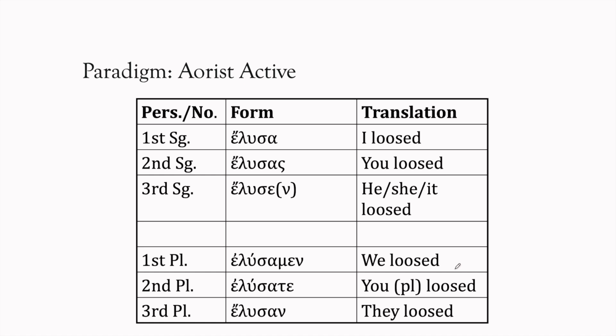Here's the paradigm for the aorist active. Elusa, elusas, elusen, elusamen, elusata, elusan. We'll get to the morphology later, but you're seeing a pattern there. The augment and the sigma alpha, and endings put on after this, what's called the tense formative for the aorist, the first aorist. We'll get to the morphology later.